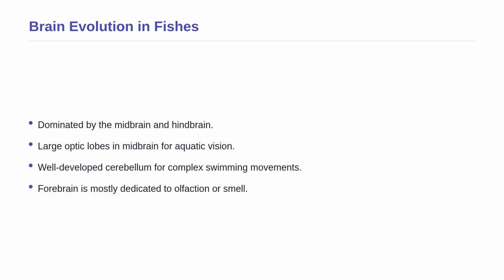Now that we understand how to measure brain size mathematically, we must look at how the physical structure changes across different vertebrate classes, starting with fishes. Why start here? Because fishes represent the foundational aquatic environment. In fishes, the brain is primarily dominated by the midbrain and hindbrain.